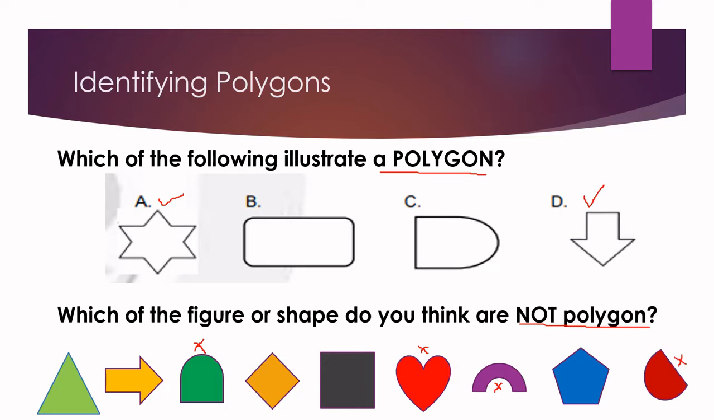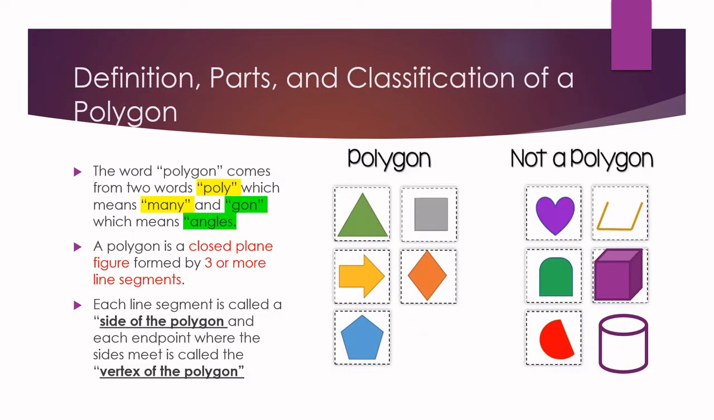Okay, now how do we define polygon, or what are polygons? The word polygon comes from two words, poly, which means many, and gon, which means angles. A polygon is a closed plane figure formed by three or more line segments. Each line segment is called a side of the polygon, and each endpoint where the sides meet is called the vertex of the polygon. So here are the examples of polygon.